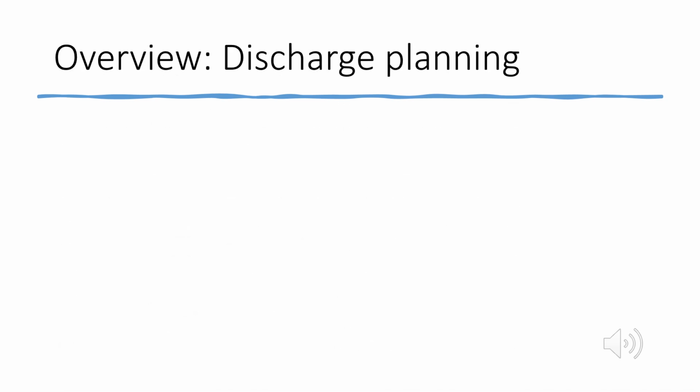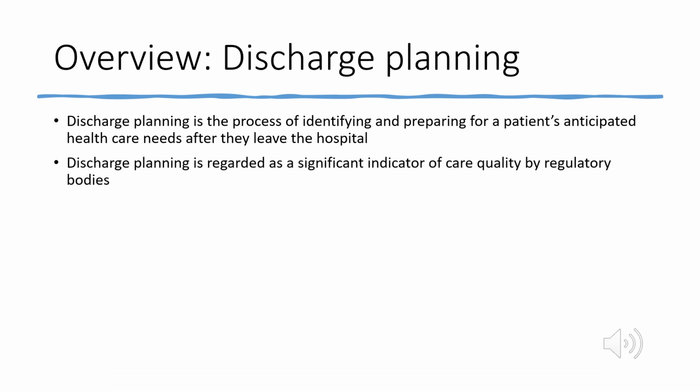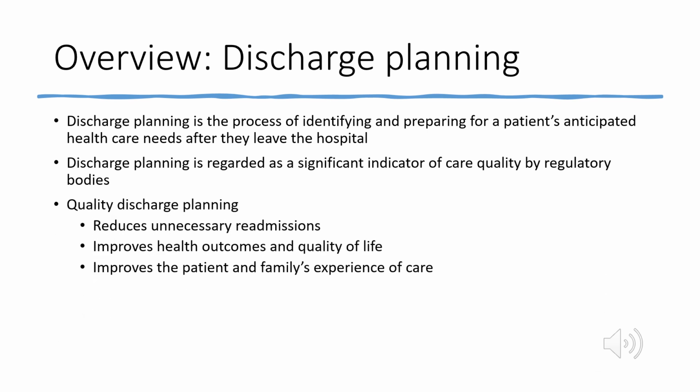An overview of discharge planning. Discharge planning is defined as the process of identifying and preparing for a patient's anticipated healthcare needs after they leave the hospital. Regulatory bodies, such as the Center for Medicare and Medicaid Services, regard discharge planning as one of the few indicators used to determine quality of provided care by an organization. In a value-based payment system, where providers are reimbursed based on the quality of care they provide, discharge planning also has financial implications. Quality discharge planning reduces readmissions, improving the patient's health outcomes, quality of life, and their experience of care.